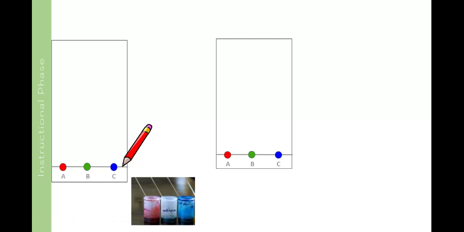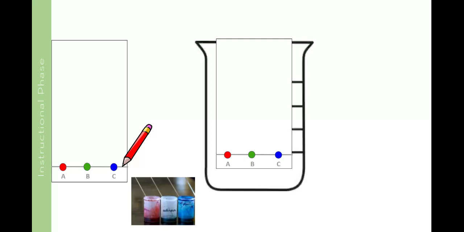You then label your samples A, B, C, or X, Y, Z in pencil because we don't want the labels dissolving. You then get a beaker with a small amount of water, a shallow amount of water in the bottom. You place your chromatography paper in it. Now the solvent will begin to absorb up through the paper. As the solvent absorbs, it will travel through the paper, dissolve the dyes and carry them up the paper with it.